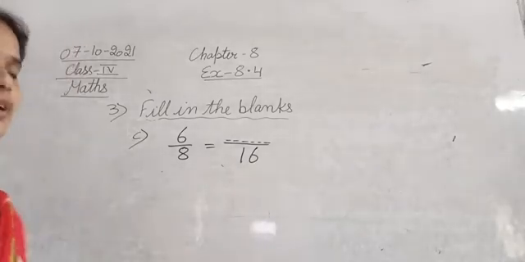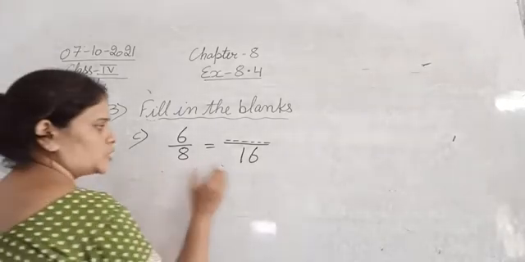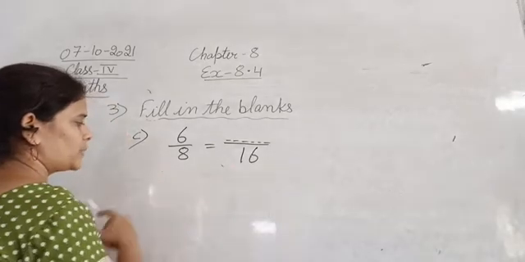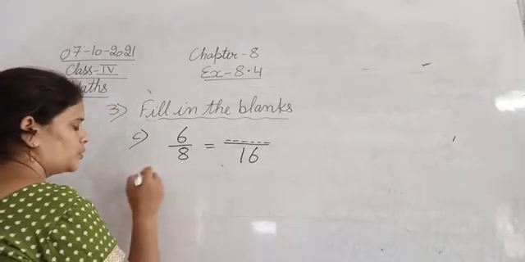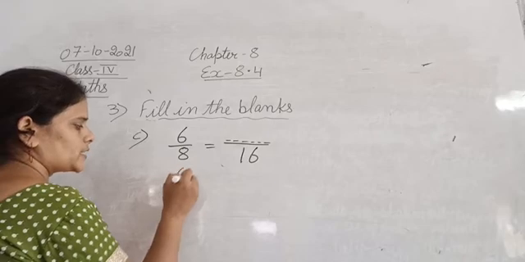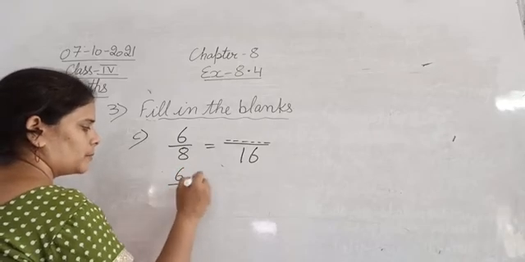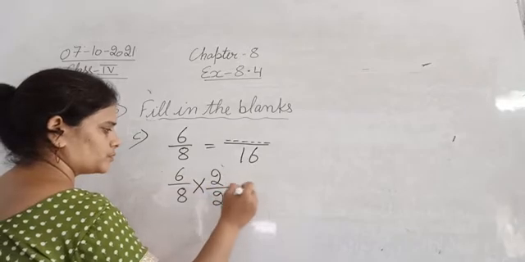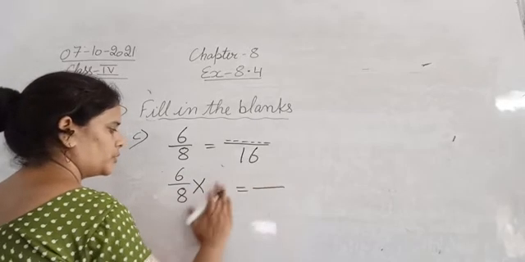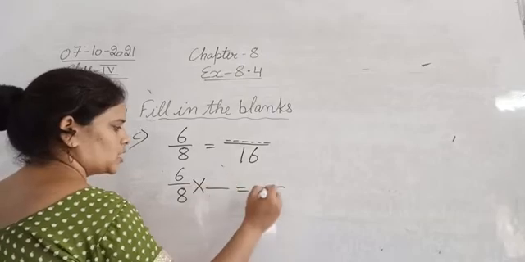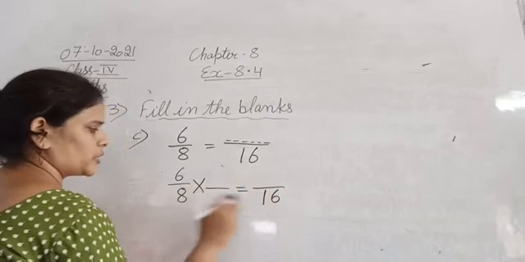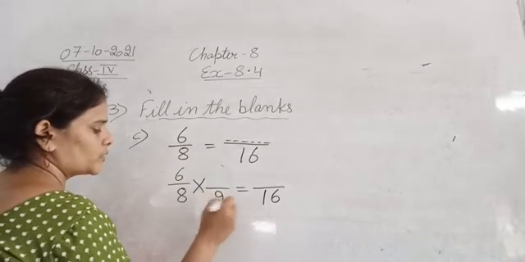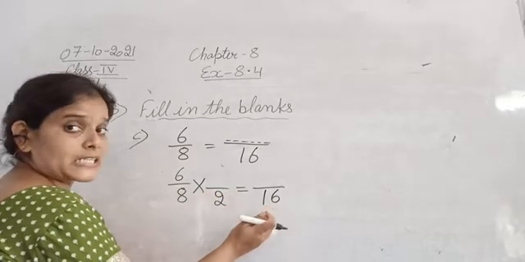So how you can convert it? So we can convert 8 into 16 by multiplying it with 2. So let's multiply 6 upon 8 multiplied by 2 upon 2. Or you can say multiplied by what, so that you can get 16? So 8 को किससे multiply करें, you will get 16? That is 2. So 8 2s are 16.